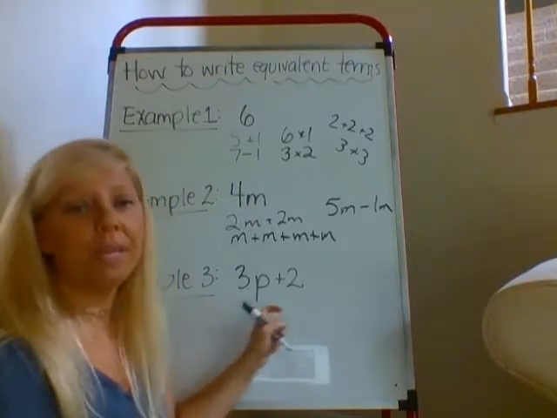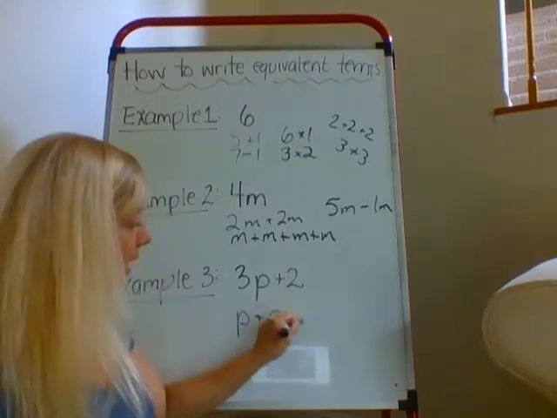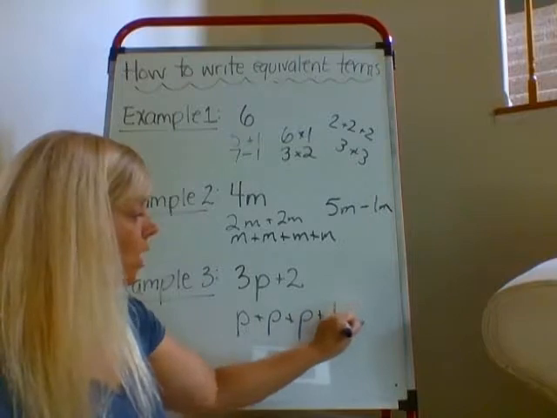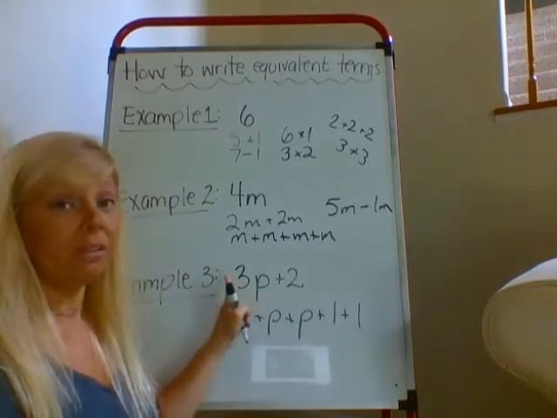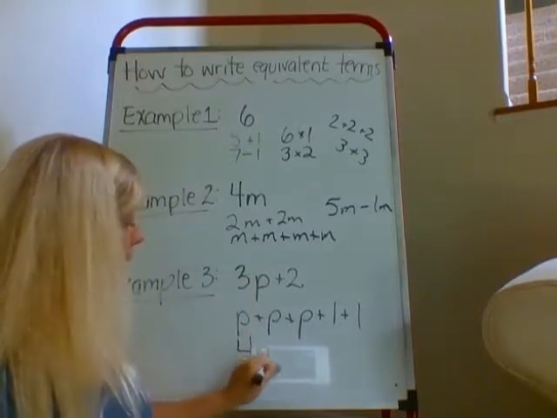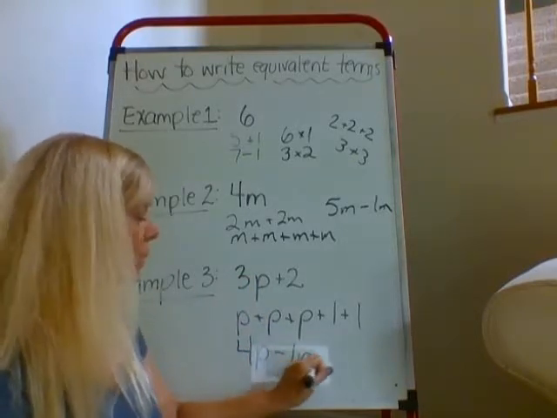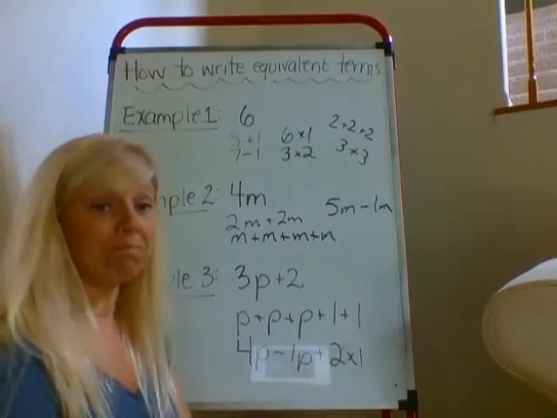Same with 3p plus 2. I can write this as p plus p plus p plus 1 plus 1. Okay, because 1, 2, 3 p's. I can write it as 4p minus 1p plus 2 times 1.